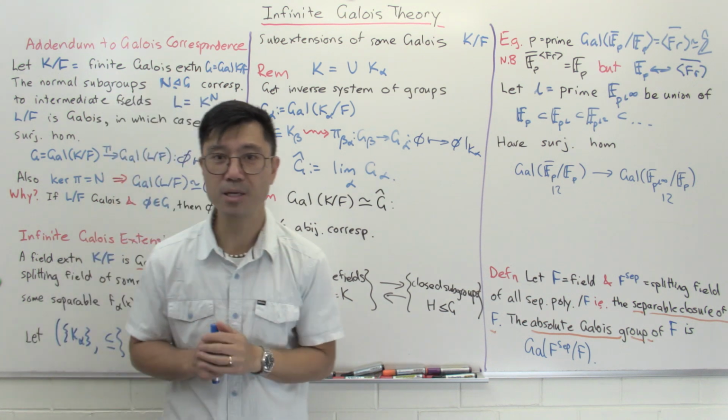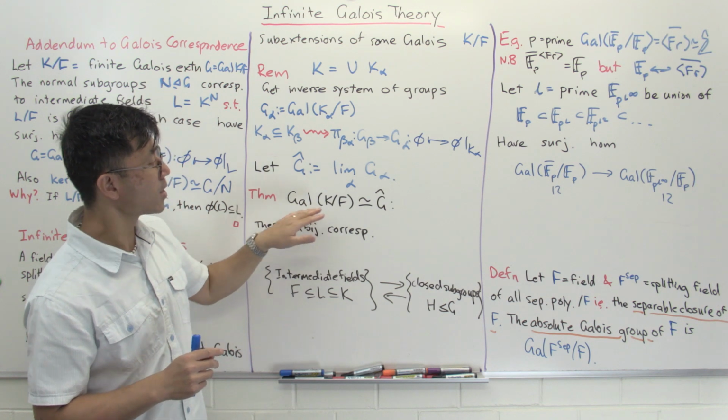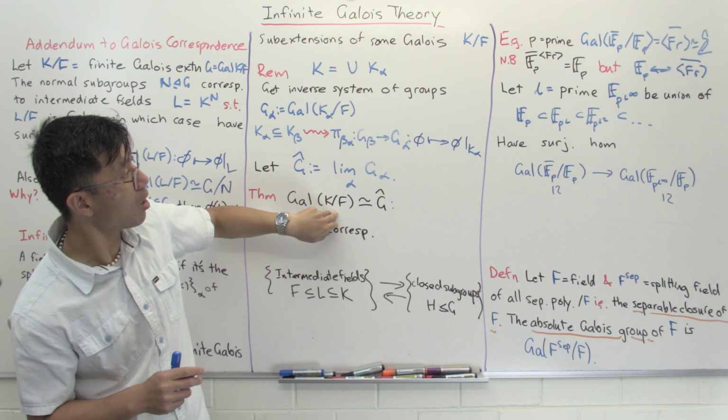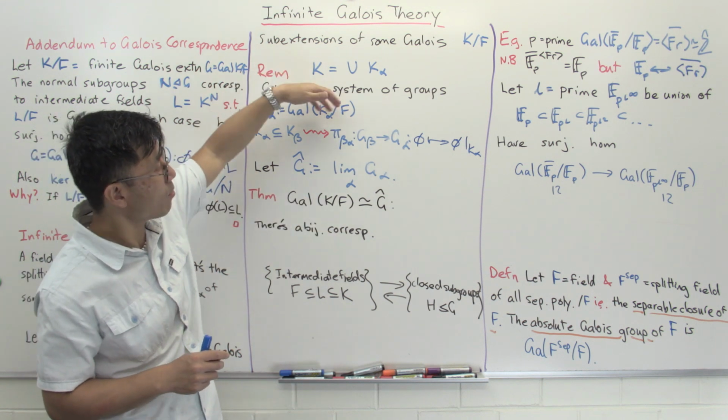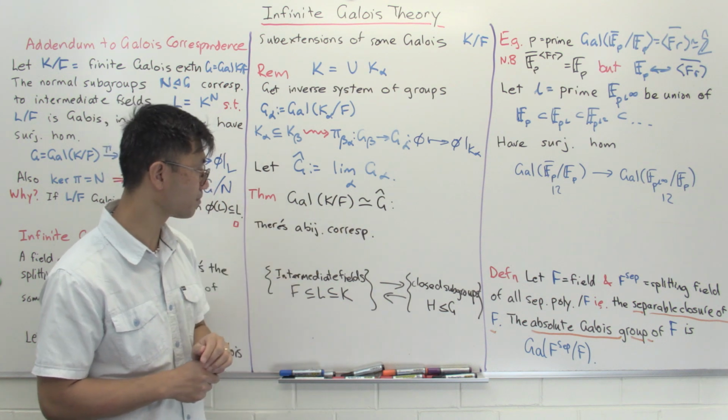Okay, and the theorem is as follows. The theorem is wonderful. In this case, we can say precisely what the Galois group of K over F is in terms of this inverse system of groups. In fact, it's just isomorphic to G hat. So that's the first point.